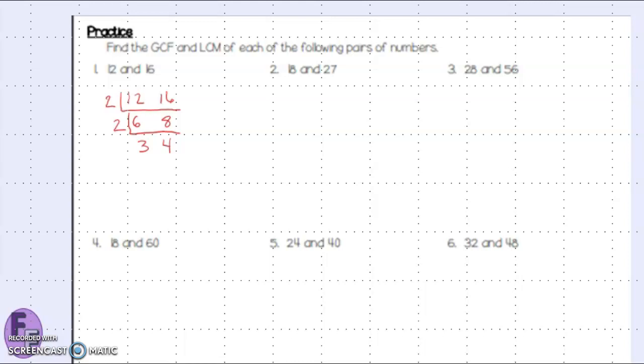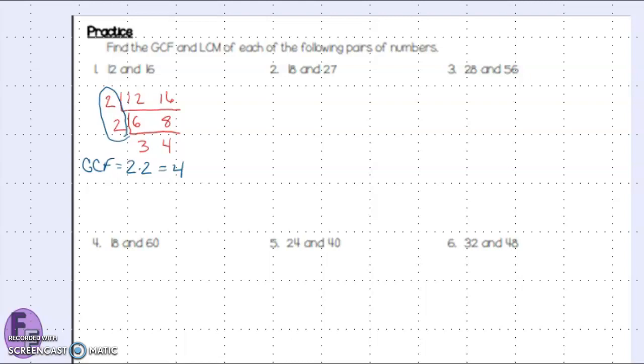Now, for the GCF, I'm simply going to multiply the two numbers at the side together. So my GCF is 2 times 2, or 4. That is the greatest common factor of 12 and 16.